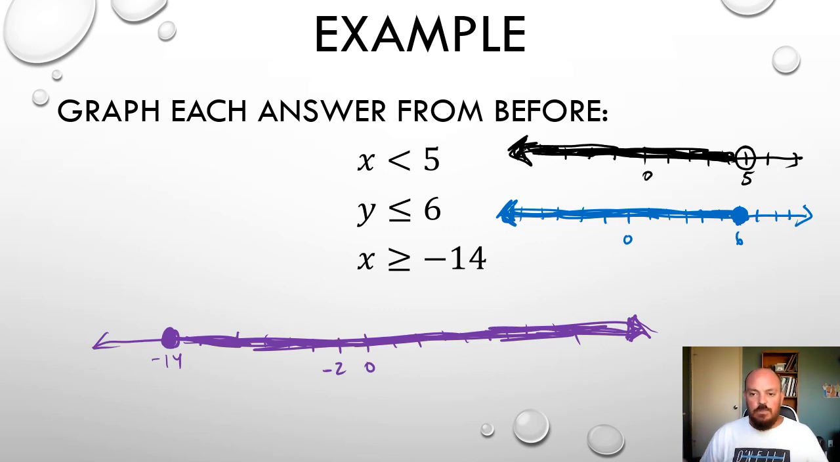So that's it. Once you've done the work to solve, it's all about plotting either a circle or a dot, and then shading one direction or the other to show that all of those numbers that are greater than or equal to negative 14 are answers to the problem. And that's it.